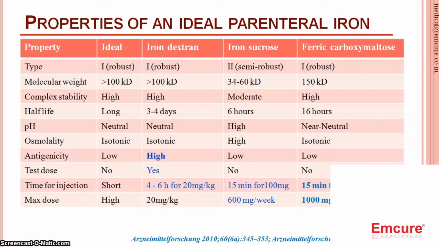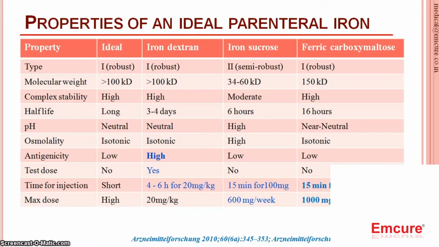Now, the molecular weight of iron sucrose is 34 to 60 kilodaltons, whereas ferric carboxymaltose is 150 kilodaltons. Henceforth, it is again resembling an ideal parenteral iron. The complex of ferric carboxymaltose is highly stable, whereas iron sucrose is moderately stable. Half-life of ferric carboxymaltose is 16 hours in comparison to iron sucrose, which is just 6 hours. Hence, you can see all these points are in favor of ferric carboxymaltose injection.